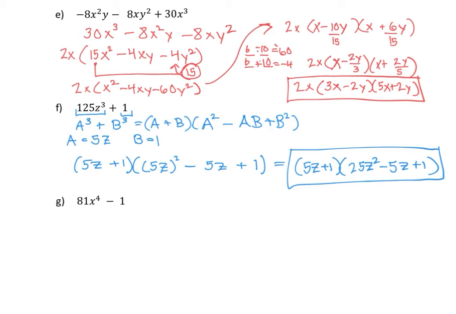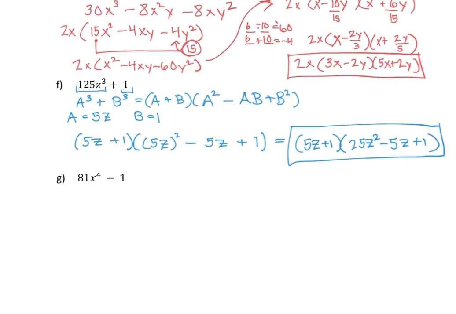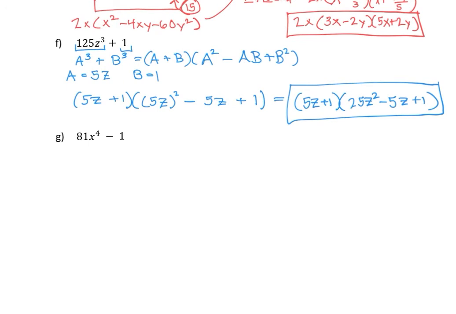F is just great if you are really good at just plugging into a formula and going. G, on the other hand, takes a little bit more critical thinking. We do have that there are two terms and they are both perfect squares. So I'm going to use the a squared minus b squared.